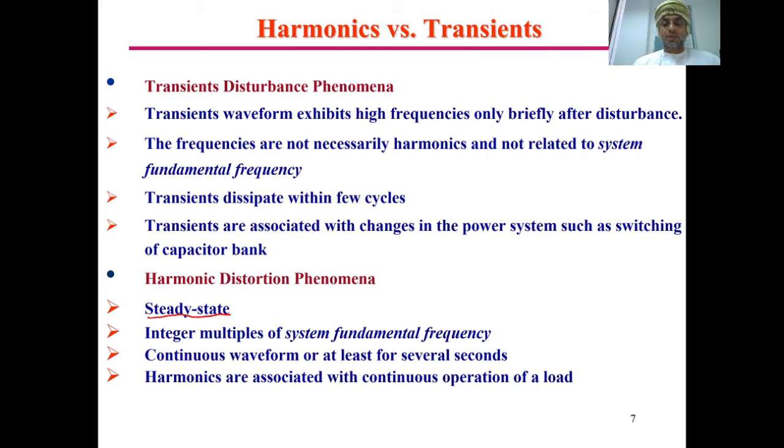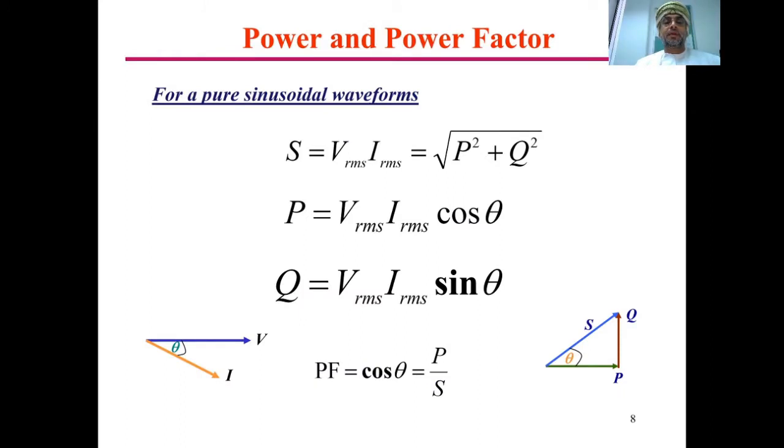Harmonics are associated with the continuous operation of the load. If we have a pure sinusoidal waveform, we know that the apparent power S is V root mean square times I root mean square. The apparent power can be calculated from P squared plus Q squared. Real power will be S times cosine, where S is V times I. Q will be S sine.